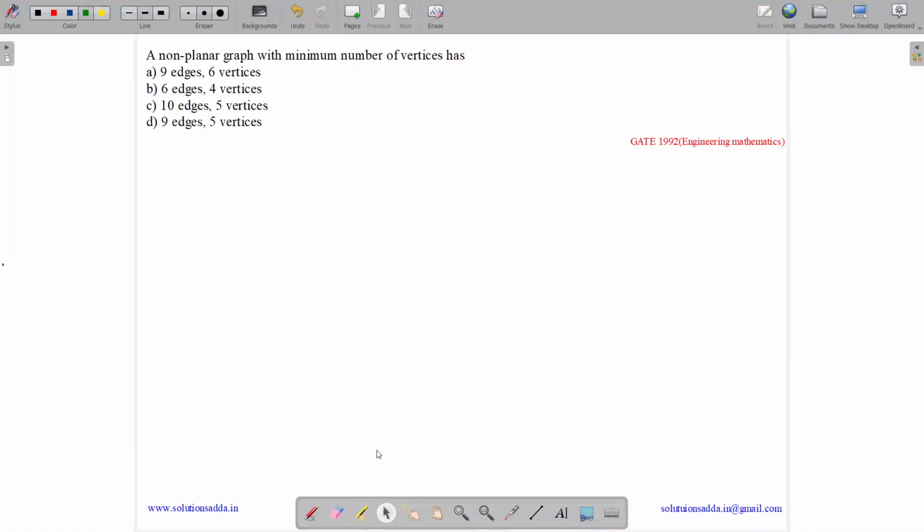This question belongs to the engineering mathematics subject and was asked in GATE CSE 1992. So the question states, a non-planar graph with minimum number of vertices has: 9 edges 6 vertices, 6 edges 4 vertices, 10 edges 5 vertices, and 9 edges 5 vertices. So if we have the minimum number of vertices, one vertex is planar, yes. A 2 vertices graph is planar, yes. A 3 vertices graph is planar, yes. So what is a planar graph? It means no 2 edges should intersect each other. They should intersect only at the endpoints, not anywhere in between.